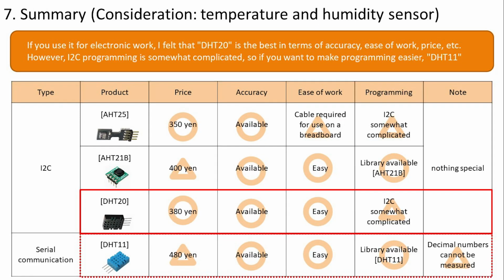Move on. Finally, I considered which sensor is the best for electronic work and what I would like to use. AHT25 requires a dedicated cable on a breadboard and is difficult to work with. Also, as a result of considering the price and ease of programming, I personally wanted to use DHT20 the most. However, considering that I2C programming is a little complicated, I think DHT11 would be fine. I think it will change depending on what you focus on, but I introduced it for reference. This concludes the investigation of temperature and humidity sensors.